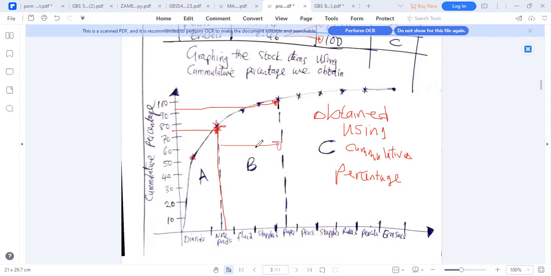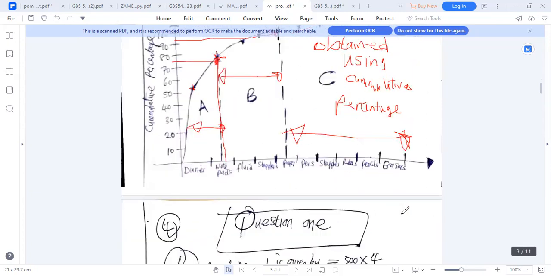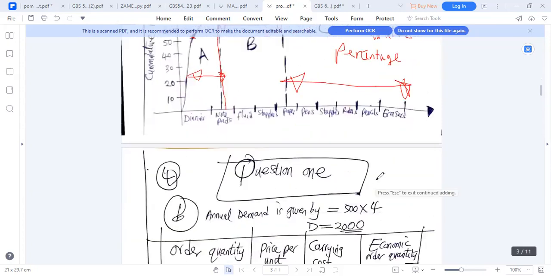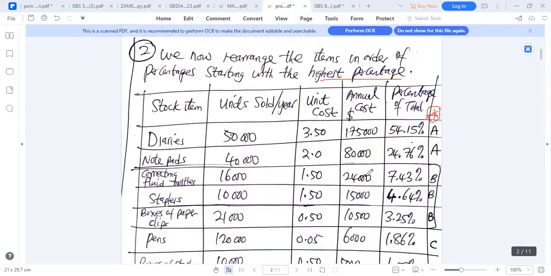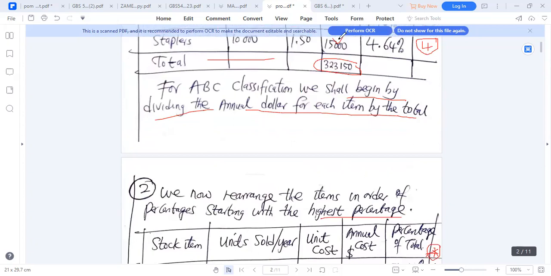The B, our A is this one. Then our C comes this other side. So this is our ABC classification. So this is about the first part of the inventory concept, inventory management for a classification of ABC.